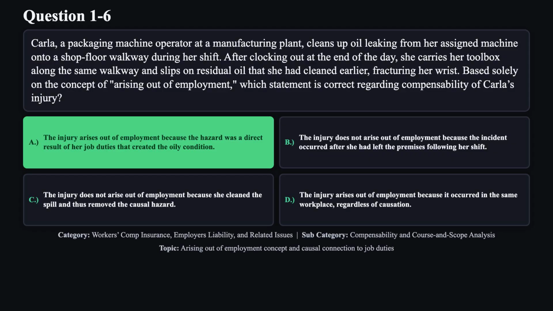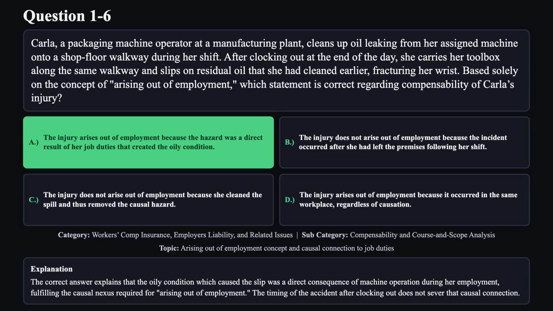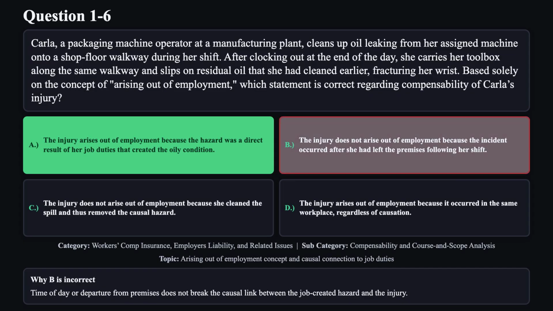The correct answer is A. The correct answer explains that the oily condition which caused the slip was a direct consequence of machine operation during her employment, fulfilling the causal nexus required for arising out of employment. The timing of the accident after clocking out does not sever that causal connection. Reason B is not correct. Time of day or departure from premises does not break the causal link between the job-created hazard and the injury.